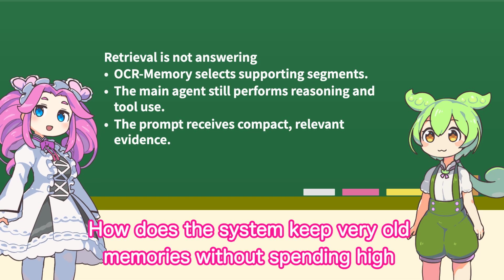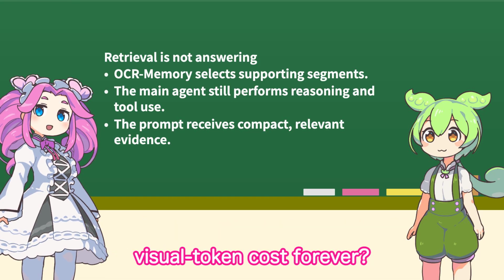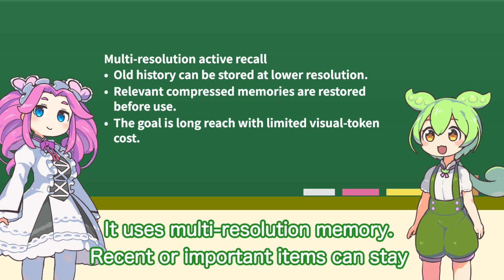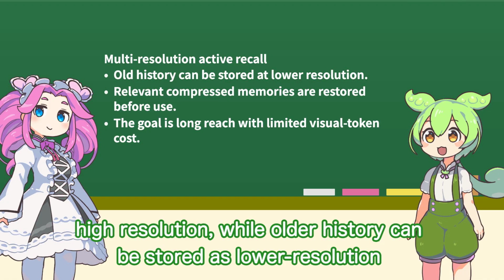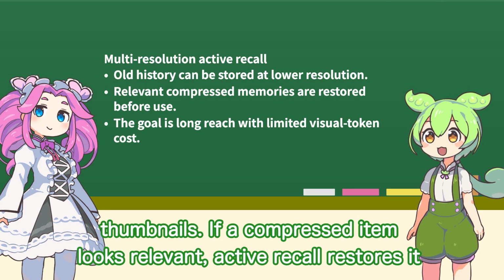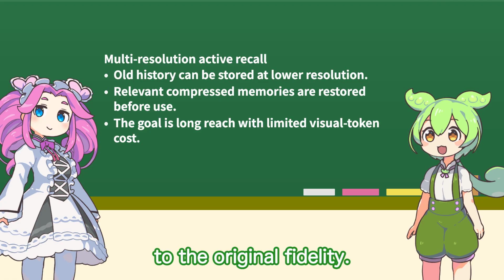How does the system keep very old memories without spending high visual token cost forever? It uses multi-resolution memory. Recent or important items can stay high resolution, while older history can be stored as lower resolution thumbnails. If a compressed item looks relevant, Active Recall restores it to the original fidelity.